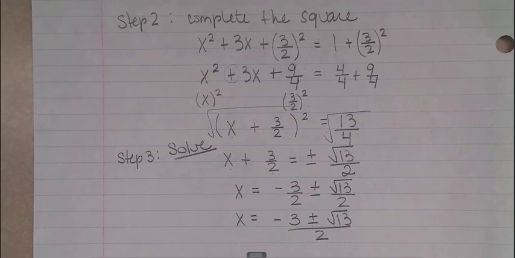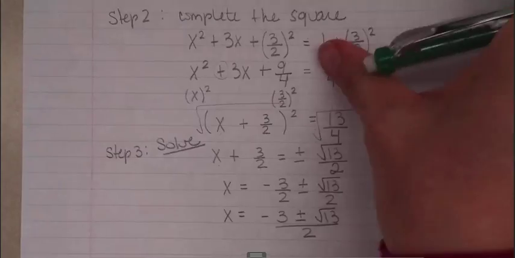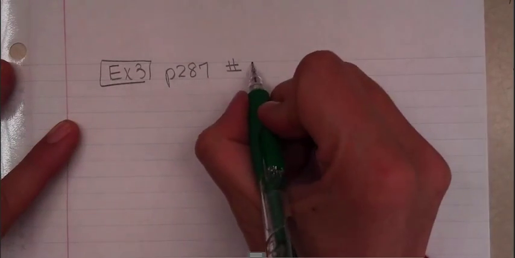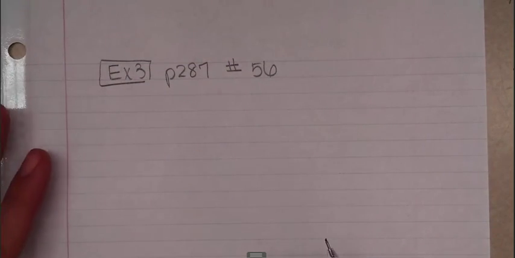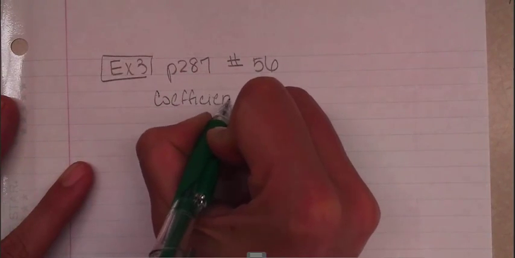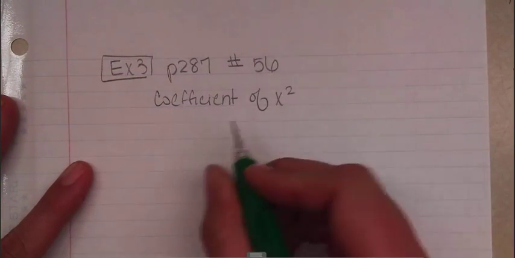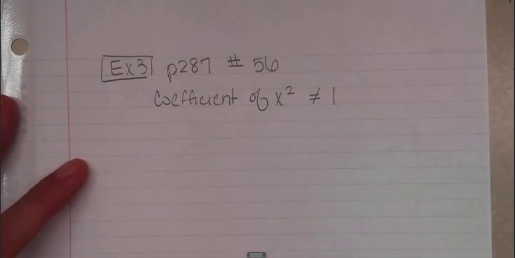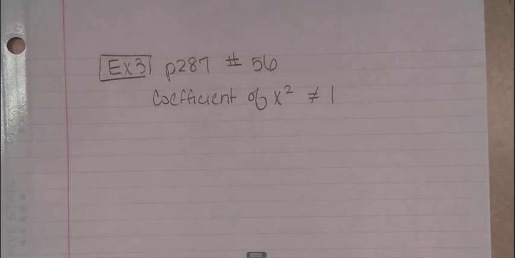Let's do another one. All right, so example 3. I am going to do, again, page 287, but I'm going to do number 56. And this is where the coefficient of x squared, or your a, is not equal to 1. There is an extra step here that needs to happen, okay?